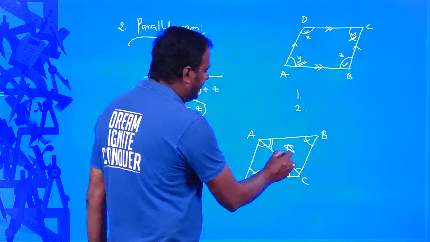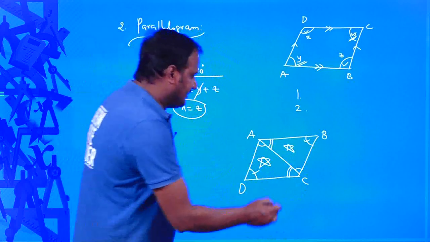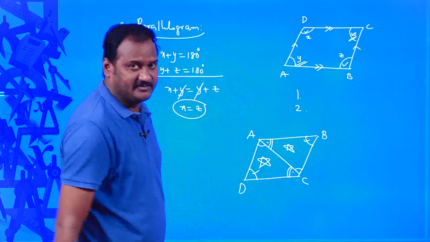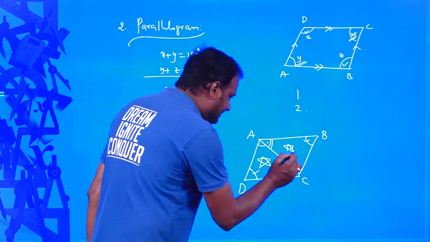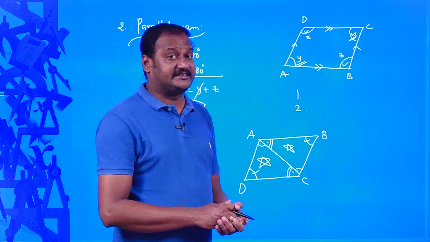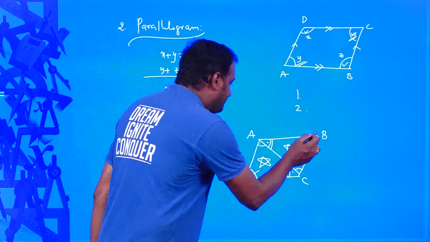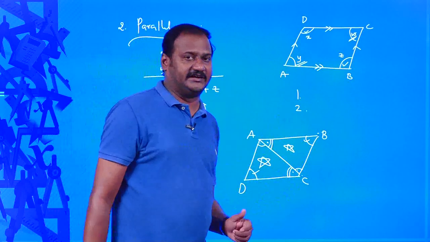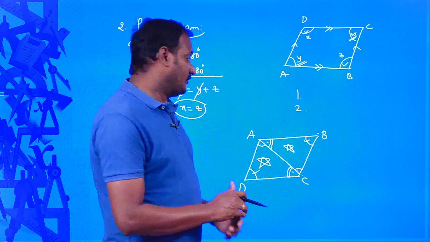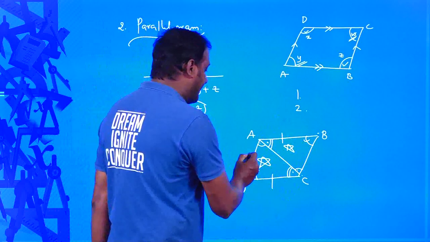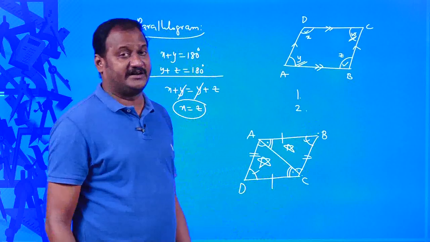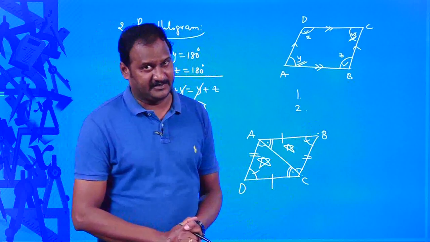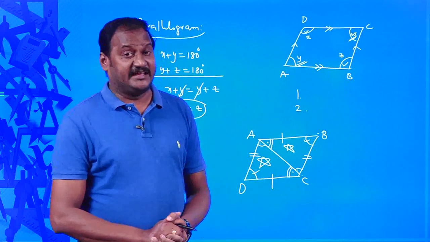Once you observe this triangle and this triangle, in these two triangles, this angle is equal to this angle. This side is equal to that side only because that is the common side for both the two triangles. And this angle is equal to this angle. So, by ASA congruence, triangle ABC is congruent to CDA, right? If two triangles are congruent, then by CPCT, we can say that AB is equal to CD and AD is equal to BC. So, what does it mean? It means opposite sides are equal in a parallelogram. Did you understand? Opposite sides are equal in a parallelogram.